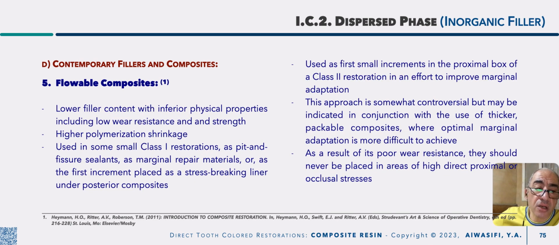While the other component of this system, which is a flowable composite with low filler content, is still used up till now as a liner or as a pit and fissure sealant. At the same time, due to its low modulus of elasticity, it is similar to that of microfill. It is the material of choice for class 5 lesions.